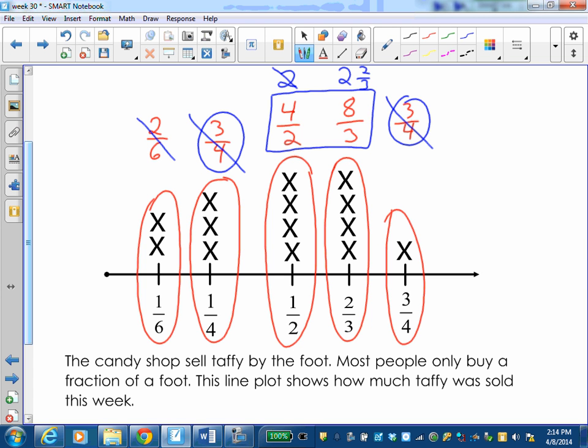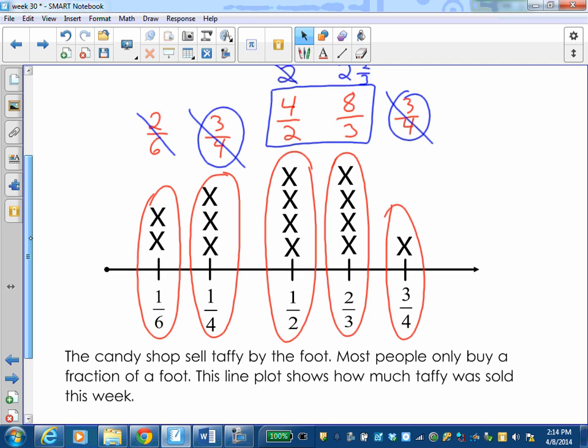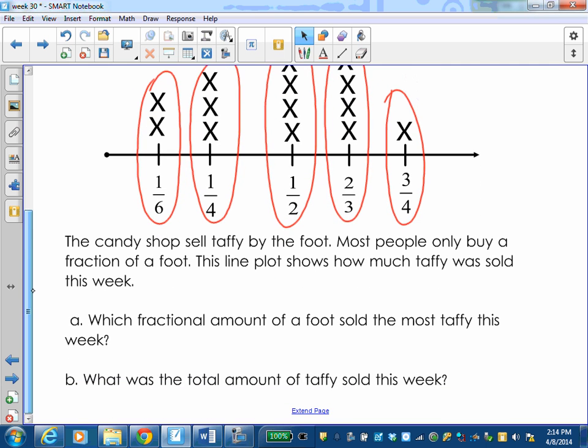So in order to answer the first question, looking at this, I would say that 2/3 was the fraction that, I guess you could say, was the most popular. When people came in and wanted to buy taffy, more people bought the 2/3 of a foot. When you add all that together, that sold more taffy than any of the other fractional parts. So to answer part A, we would say that the 2/3 sold the most taffy.